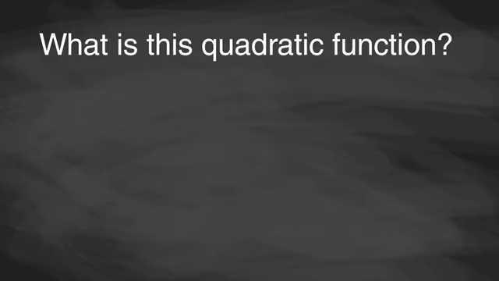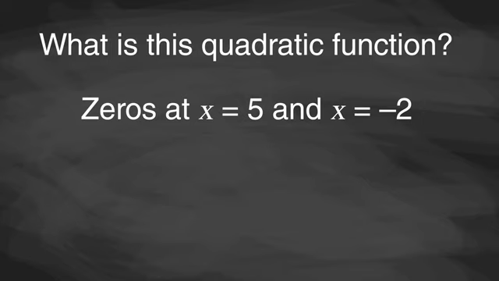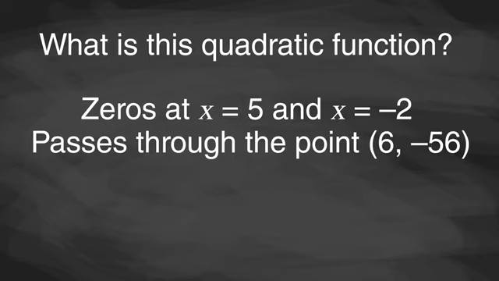Let's determine a quadratic function when given just its zeros and one point that it passes through. We want to find the quadratic function which has zeros at 5 and -2. We also know that it passes through the point (6, -56). What can this quadratic function possibly be?